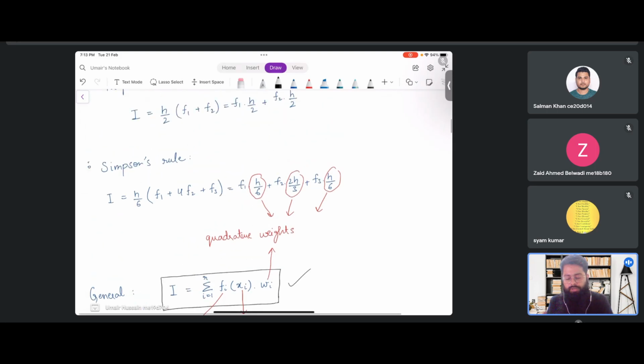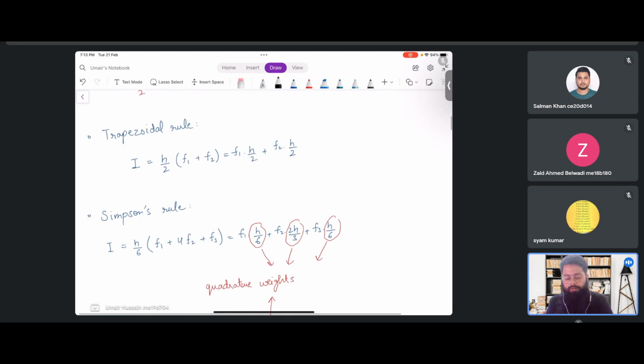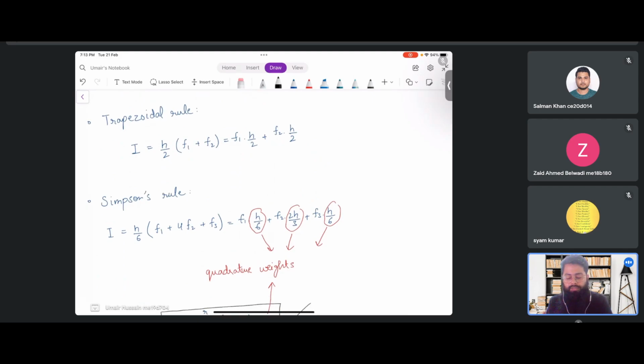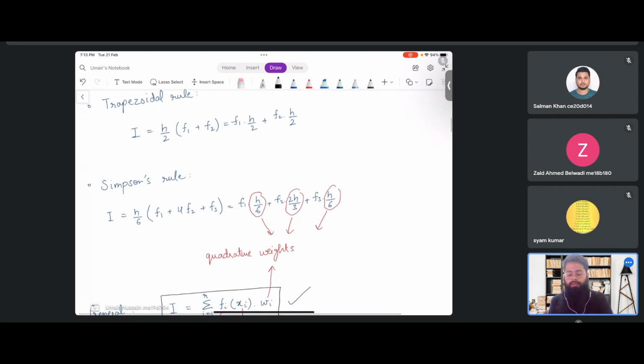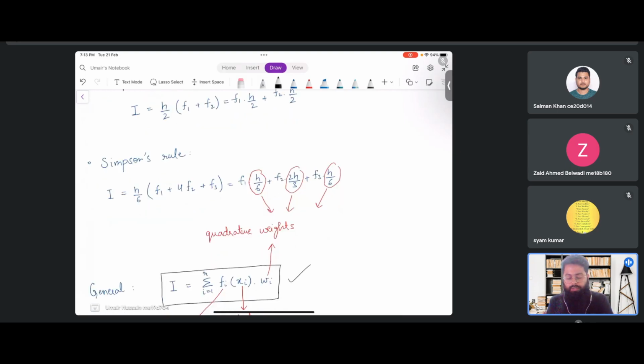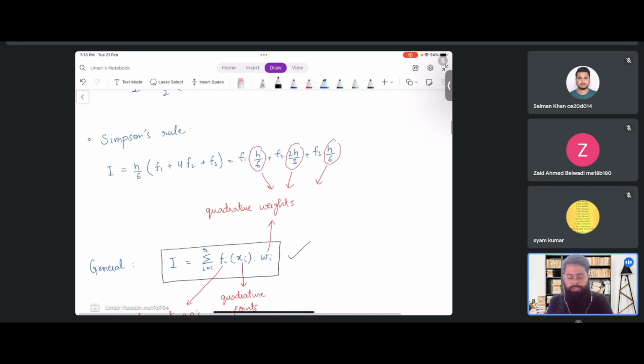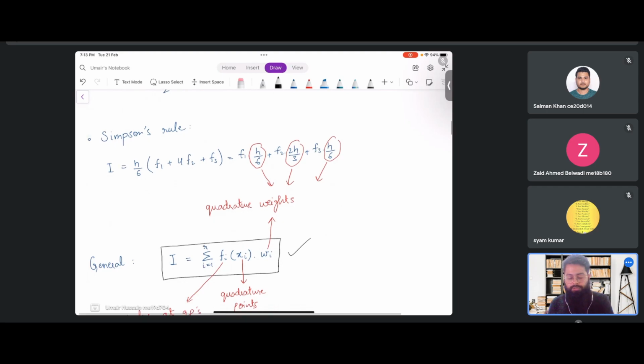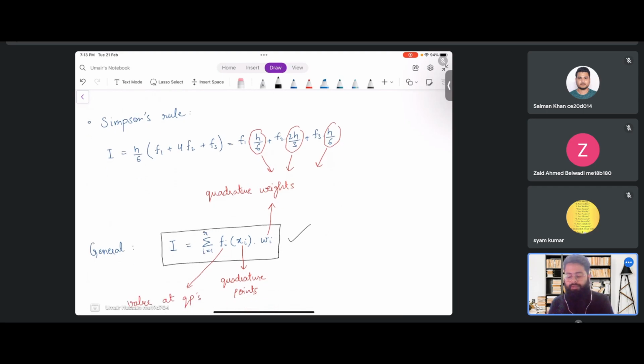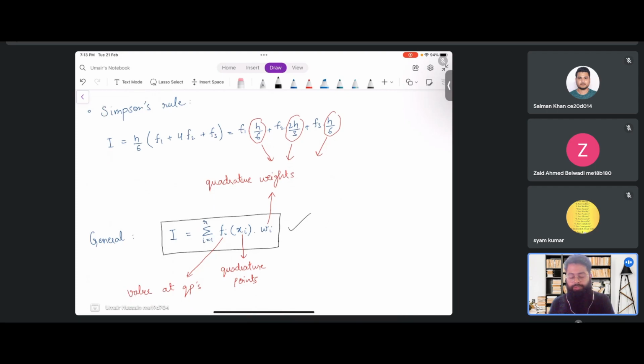So, for the trapezoidal rule, we use just 2 points, and the weights are h by 2, where h is the interval length. For Simpson's rule, we have 3 points, and the weight for the first point is h by 6, the second is 2h by 3, and the third point is again h by 6. Likewise, if we have more points, there is a specific rule for that many points.